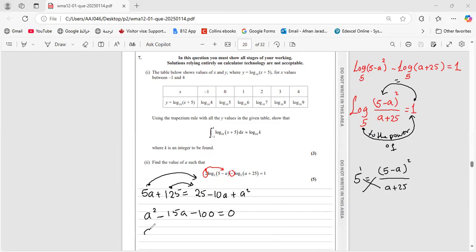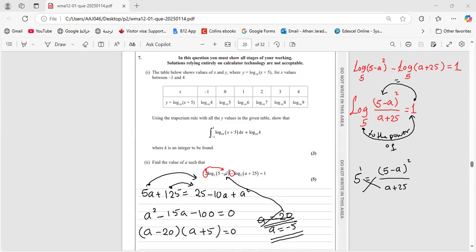To factorize this one, it will be A minus 20, A plus 5, equals 0. So A equals 20 and A equals negative 5. Okay. Remember that in logarithm, you need to check your answers, okay? There is no negative logarithm. If you substitute 20 in this parenthesis, it will be 5 minus 20, so it's negative 15. So this one is wrong, rejected. Reject 20.